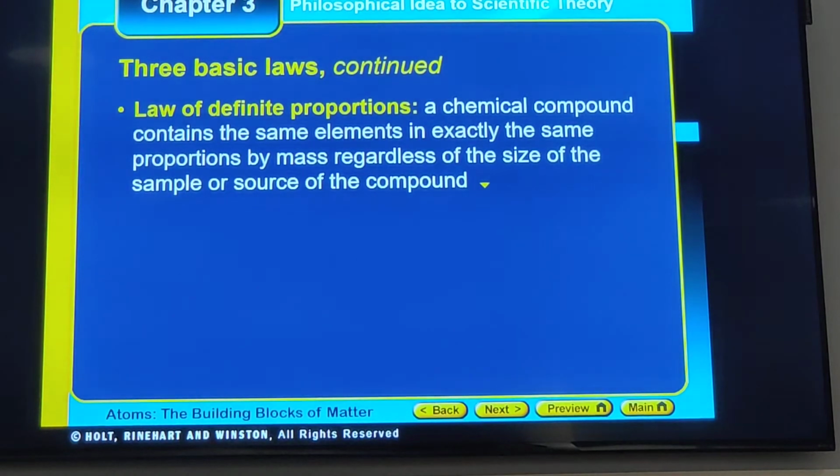The mass of hydrogen plus the mass of oxygen makes up the mass of a water molecule, and it's always the same proportion by mass, regardless of the size of the sample, whether I have a little thimble full or a bathtub full of water. The proportions of how you make water are always the same proportion by mass, never any different.